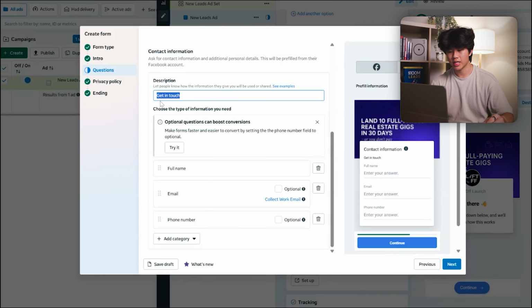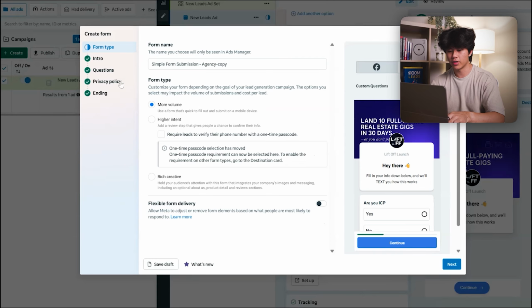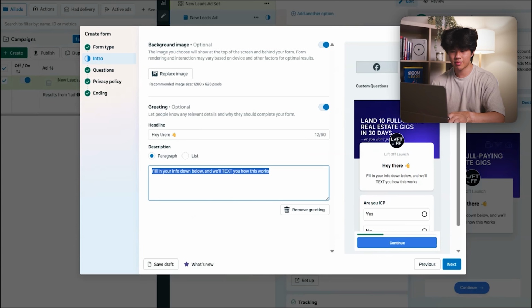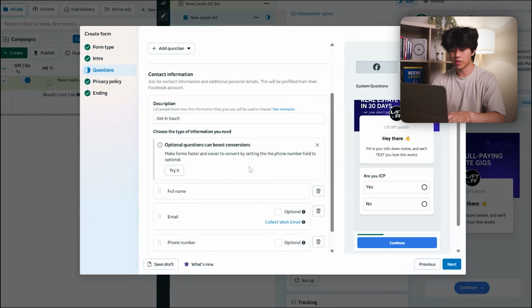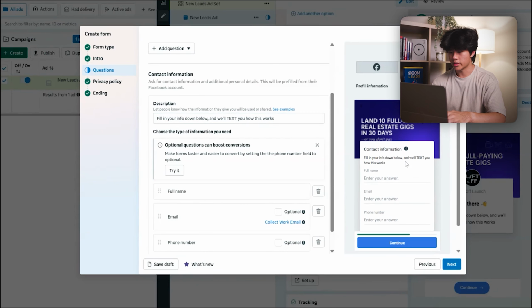For the description, it says get in touch, right? However, what you can do is copy and paste the same description that we had before: fill in your info down below, and we'll text you how this works. What we're going to do is paste that into the description. So when they see, hey, fill in your info down below, and we'll text you how this works, we can just put a little emoji of someone pointing down.